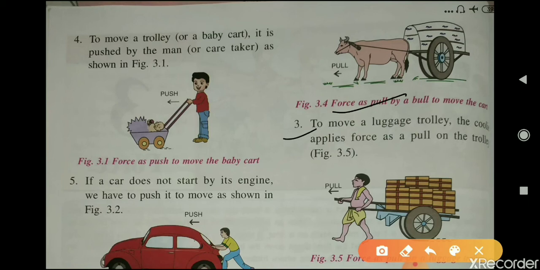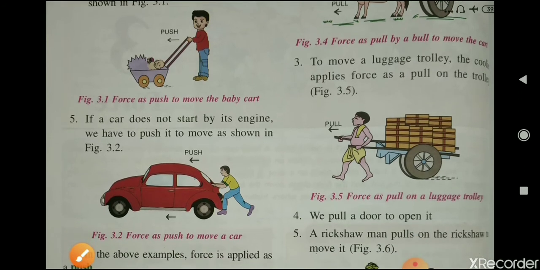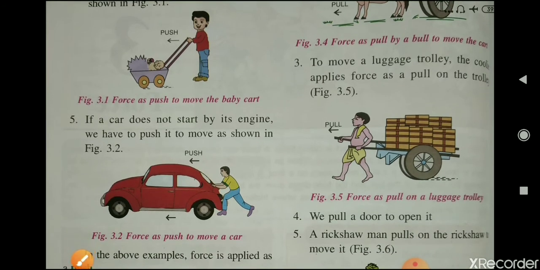Third one is to move a luggage trolley, the coolie applies force as a pull on the trolley. You can see here this trolley is being pulled by the coolie. This luggage trolley is pulled by a coolie. The force applied is as a pull.